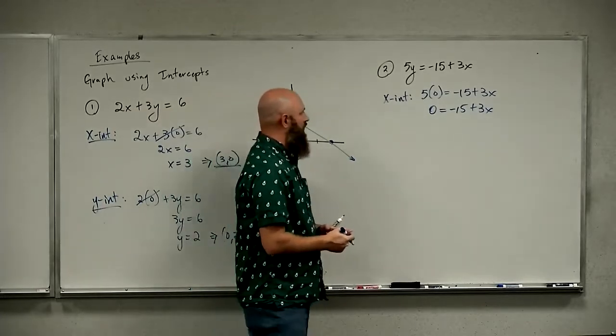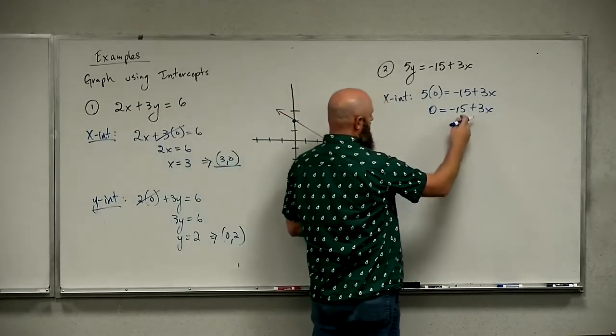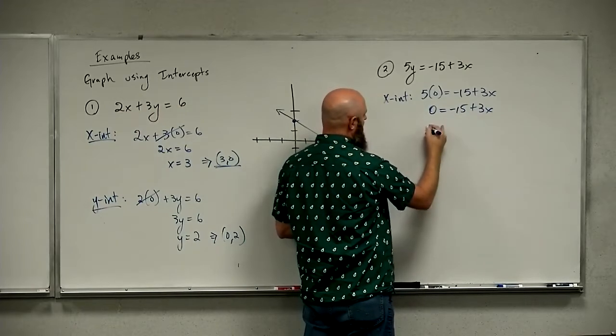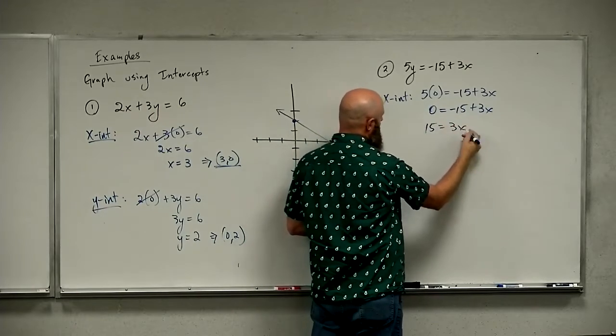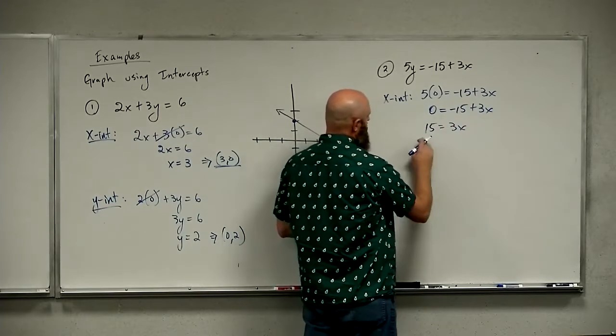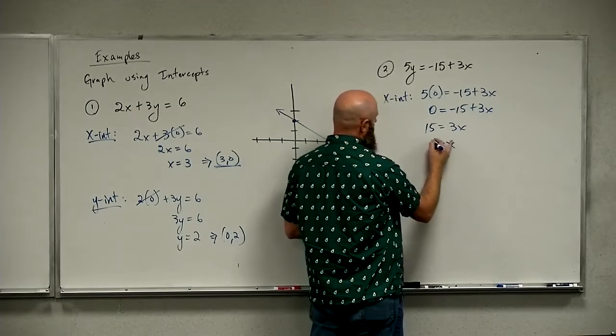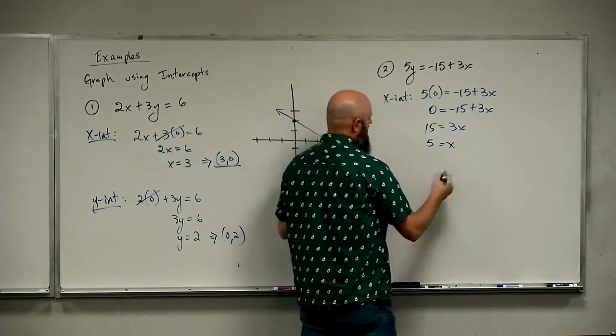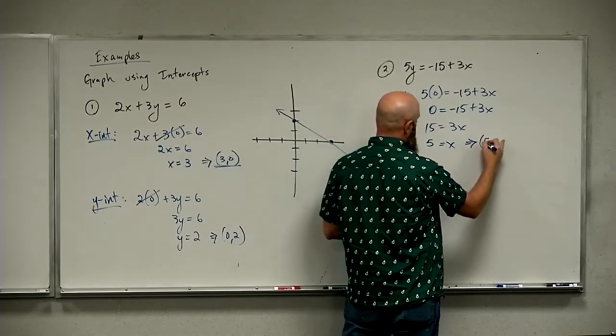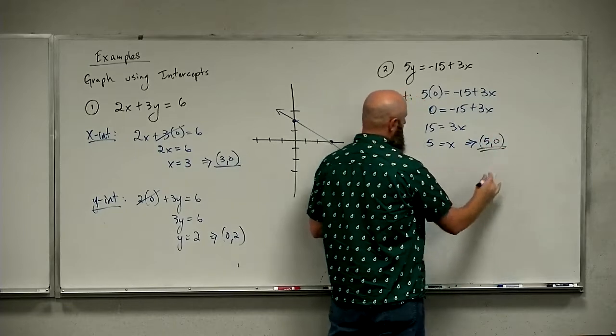Okay. All right. So now we need to solve for x. So I'm going to move that 15 over by adding. So 15 equals 3x. So we divide by 3. So x equals 5. Okay. So that gives me the ordered pair 5, 0.